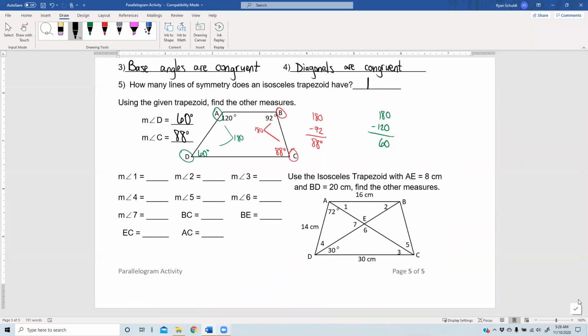So we're going to label every possible thing that we can. So let's see here. They tell us that AE is 8 centimeters. So I'm going to write that in. AE is 8 centimeters. BD, so the whole segment right here, BD, is 20 centimeters.